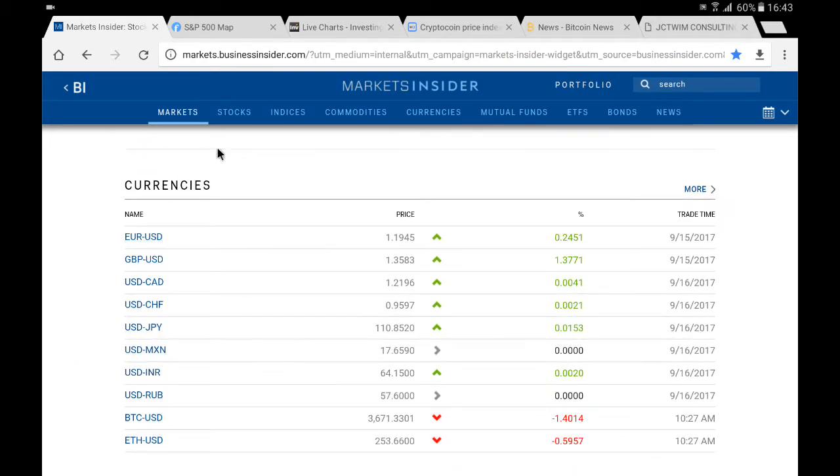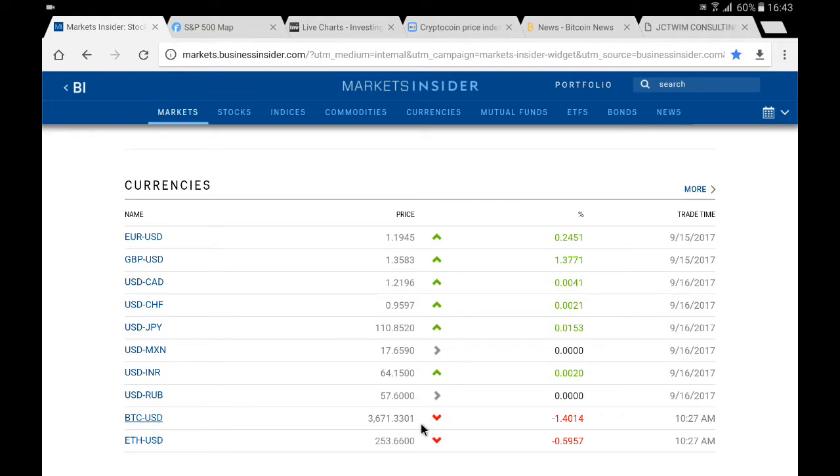Now let's jump in currencies. Remember what we saw earlier about all the major macroeconomic data release. And over here you see the currencies in good shape, euro, pound, over here US dollar. And over here, what do we have? Dollar, ruble is flat.